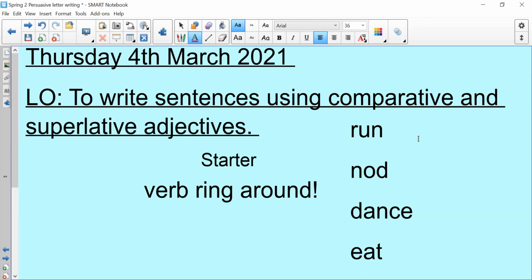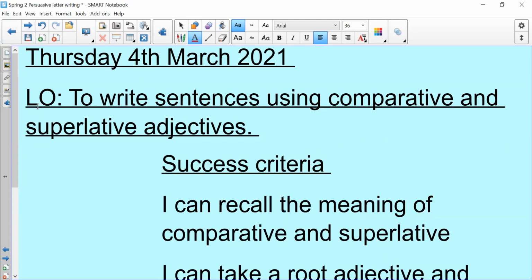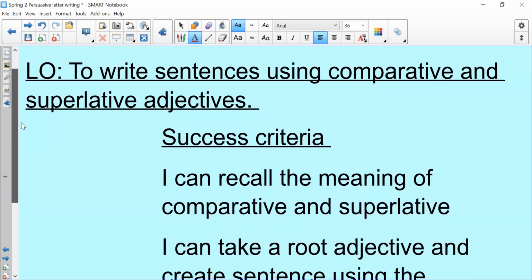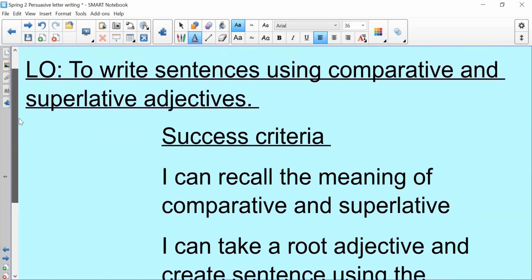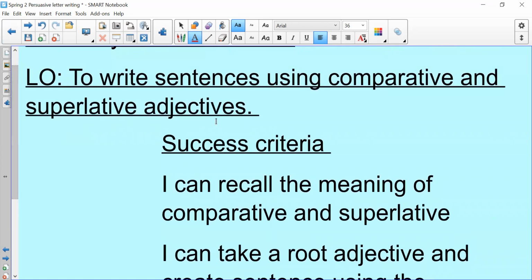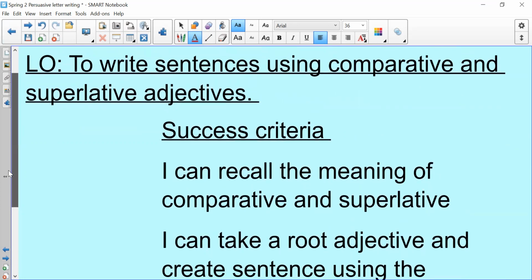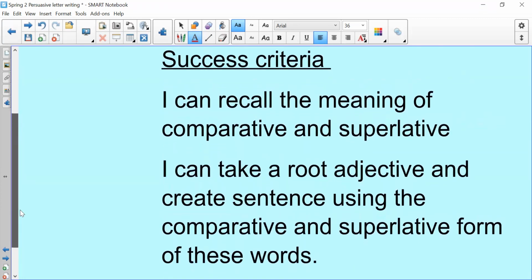Okay, I hope you enjoyed that, children. I know we've done similar things at school before. Let's have a look at our learning objective today. So how does this link to yesterday's lesson? Well, yesterday you explored comparative and superlative adjectives, but today you will be writing your own sentences using them. So how are you going to be successful? Hopefully you'll be able to recall the meaning of comparative and superlative adjectives, and then you'll be able to take a root adjective and create sentences using the comparative and superlative form of these words.